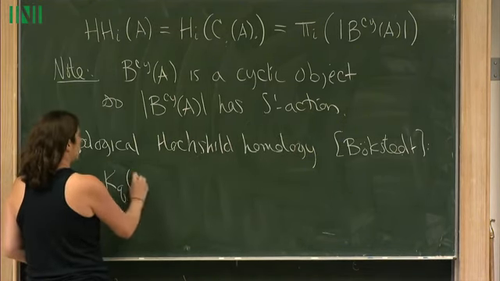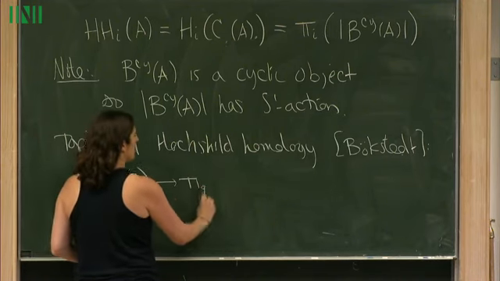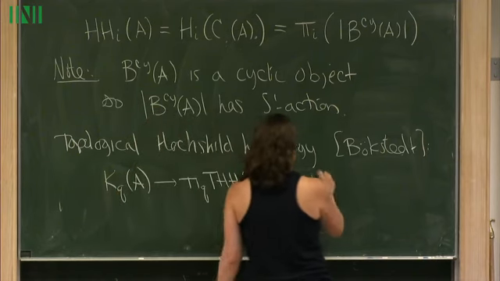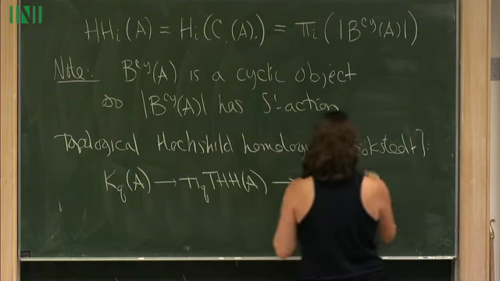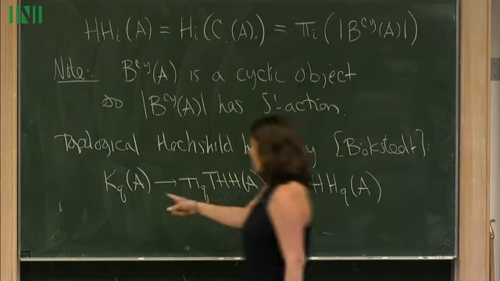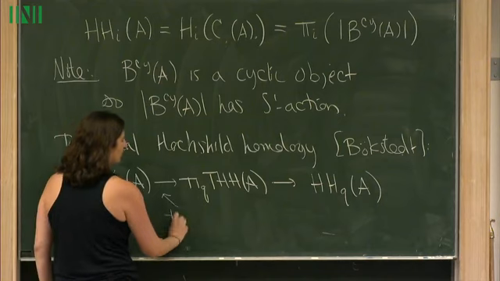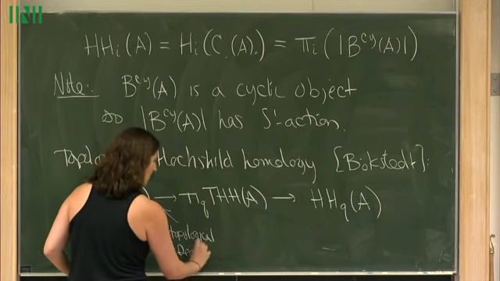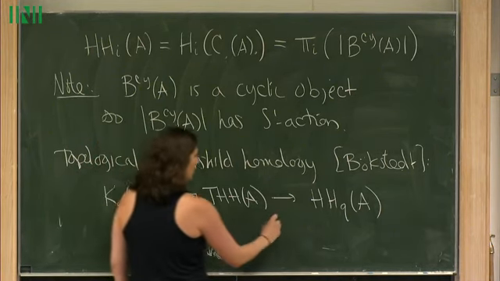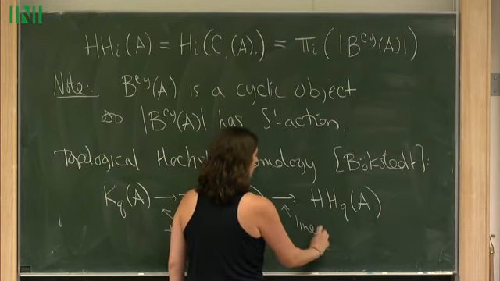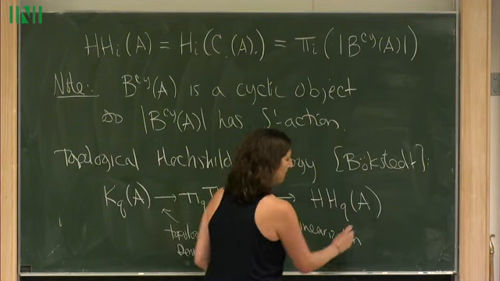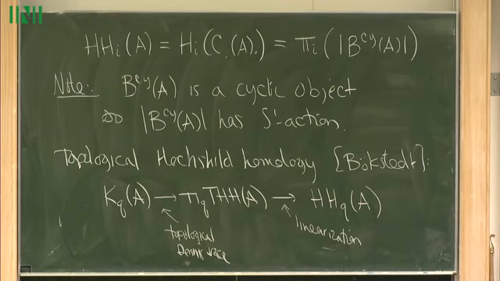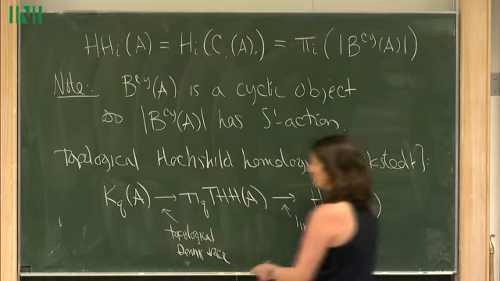So we have a trace map from the algebraic K-theory of A to the topological Hochschild homology of A, which is a factorization of the Dennis trace map to Hochschild homology. This first map, the trace map to topological Hochschild homology, is often called the topological Dennis trace. And this map relating THH and HH is called linearization. Okay, and topological Hochschild homology is indeed a better approximation to algebraic K-theory than Hochschild homology was.